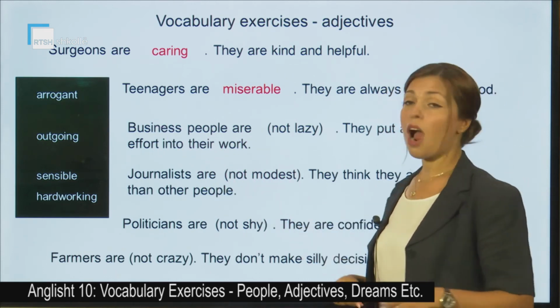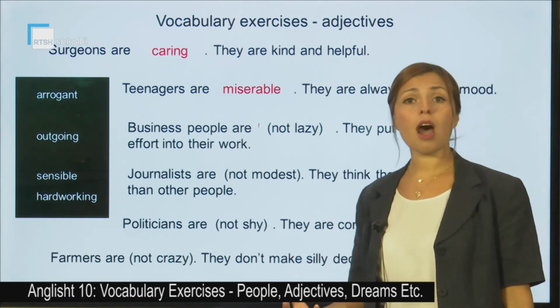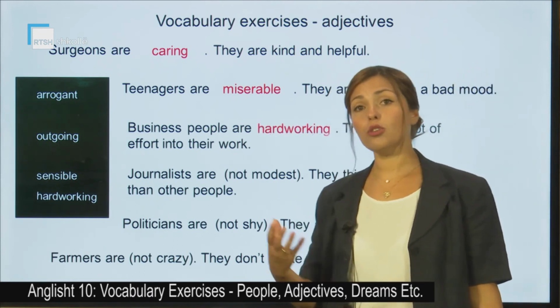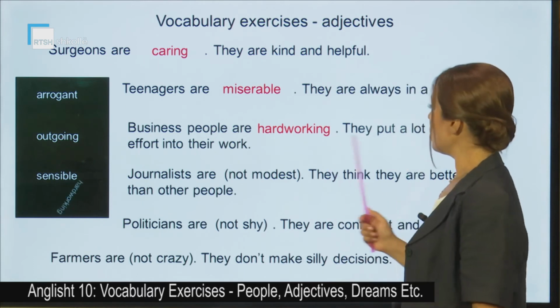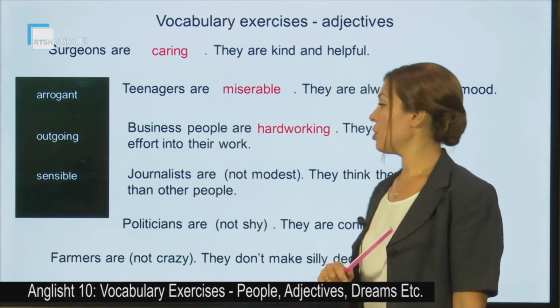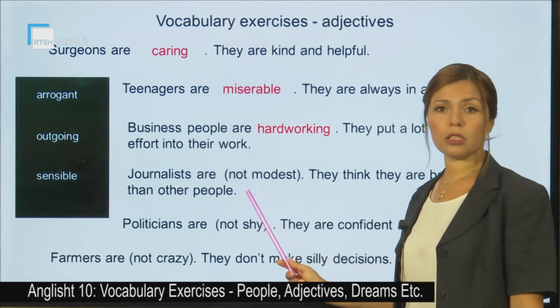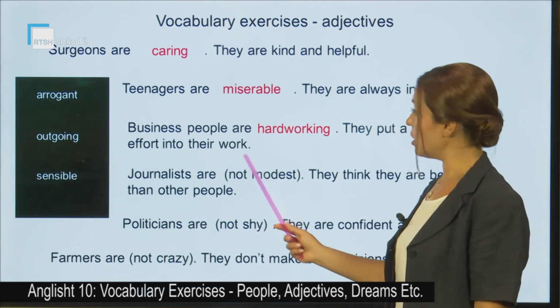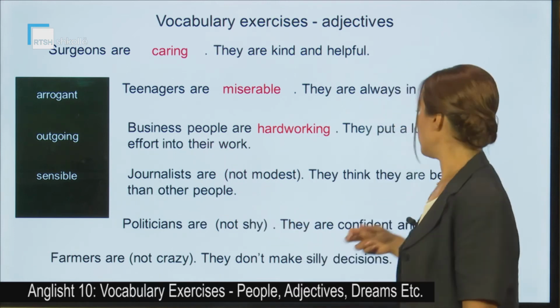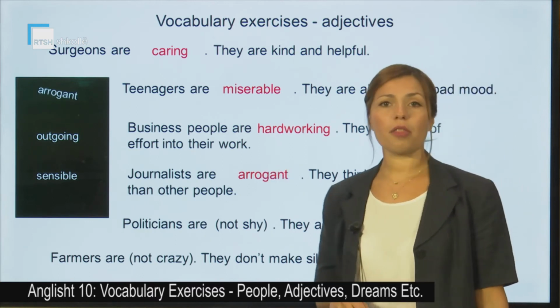Business people are not lazy. When you're not lazy, it means that you work hard. So you are hardworking. They put a lot of effort into their work. Journalists are not modest. When they're not modest, it means that they are arrogant. They think that they are better than other people.